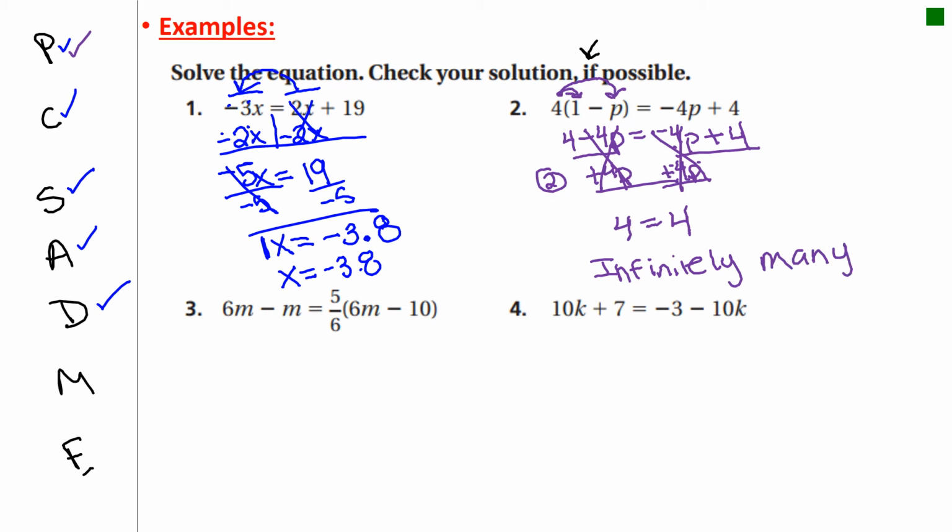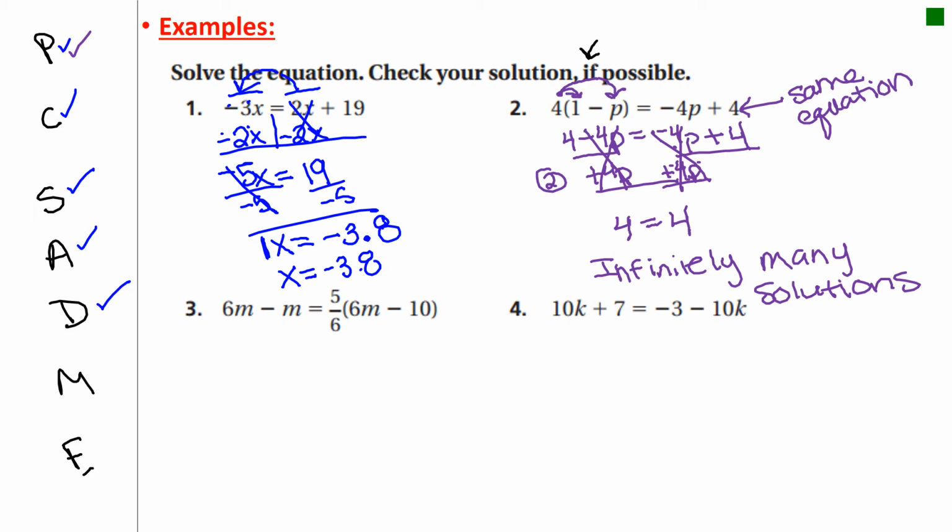Many solutions. This is infinitely many solutions because 4 is equal to 4, which really means that the way that number 2 is written, these are the same equation. Same equation written two different ways. So they're the same equation and they'll line up one after the other. The answers will always be the same input and output.